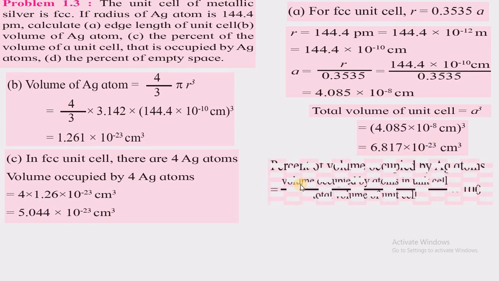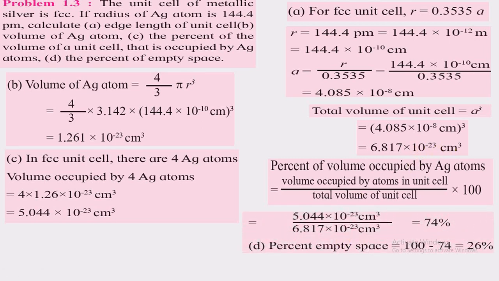Packing efficiency, or percentage of volume occupied by Ag atoms, is calculated by using the volume occupied by atoms in unit cell. This is the volume occupied by atoms in the unit cell, as there are 4 atoms and the volume occupied by 4 atoms is this value, and total volume of unit cell is 6.817 into 10 raised to minus 23 centimeter cube, into 100.